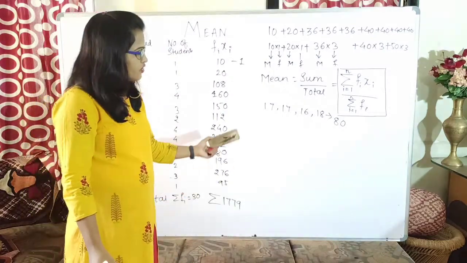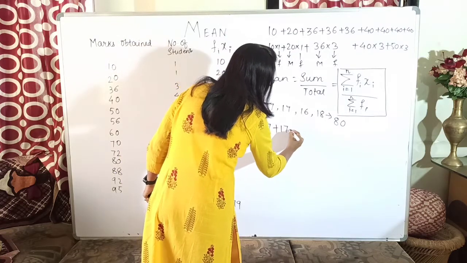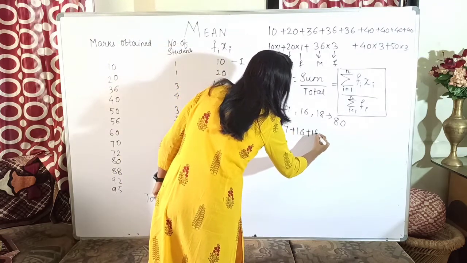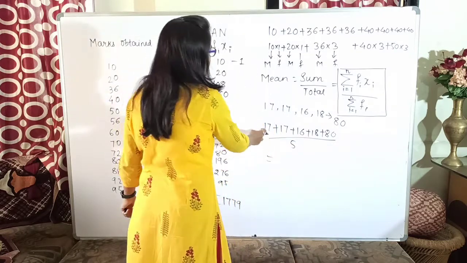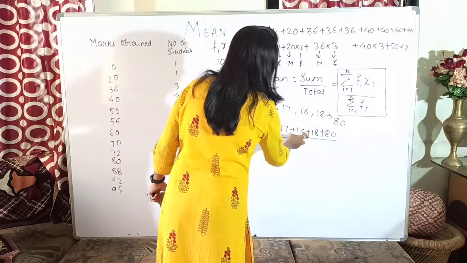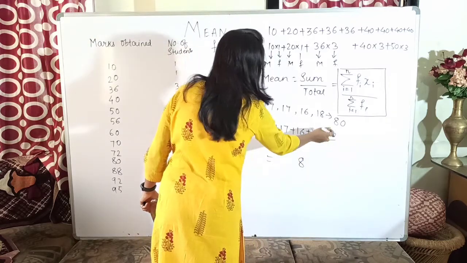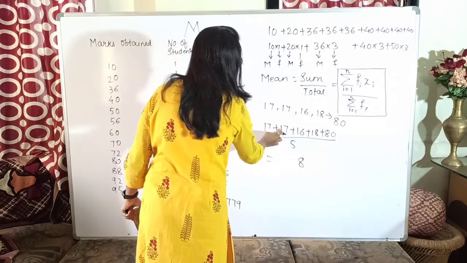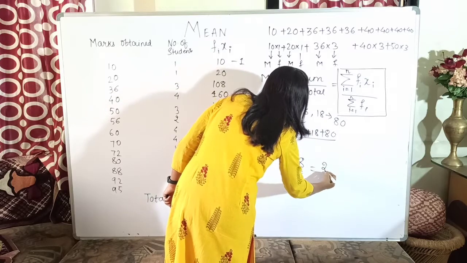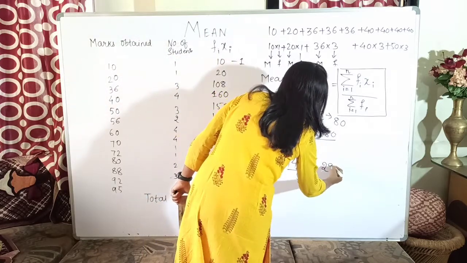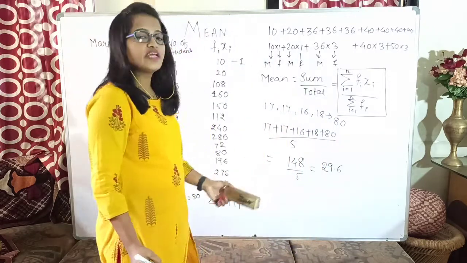Okay, so now if I have to find its average, what will it be? 17 plus 17 plus 16 plus 18 plus 80 divided by 5, which will give me what? The sum is 148, divided by 5. So if you divide, you will get 29.6. So 29.6 is the average.